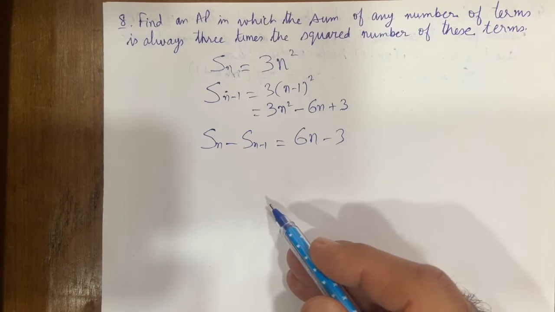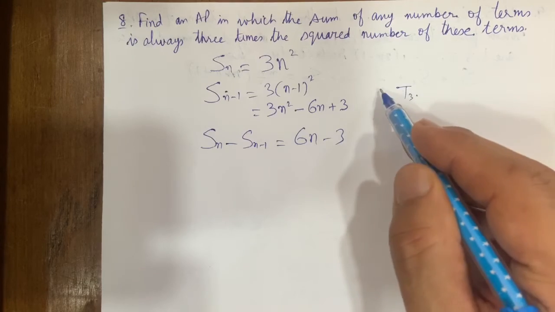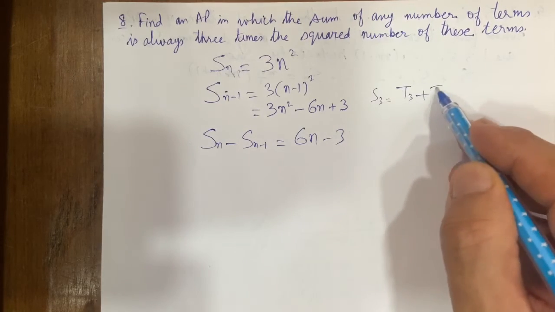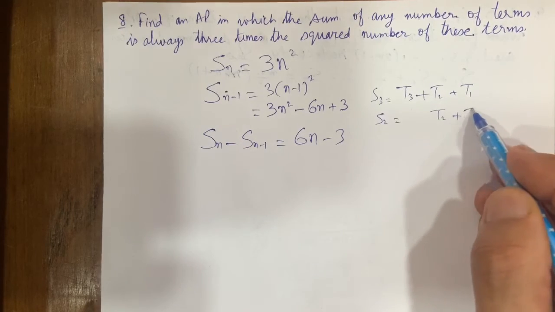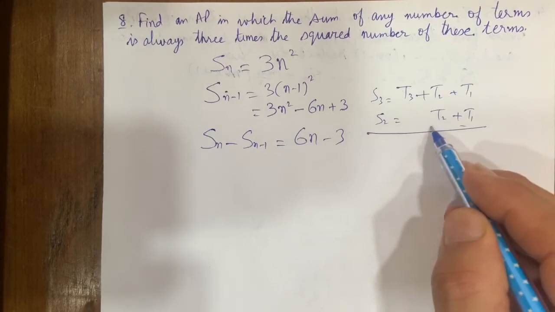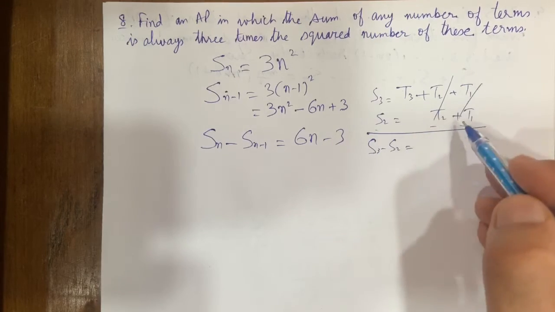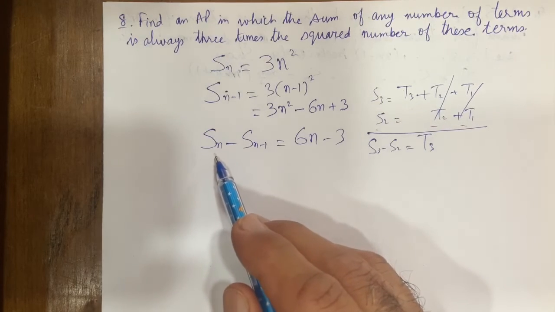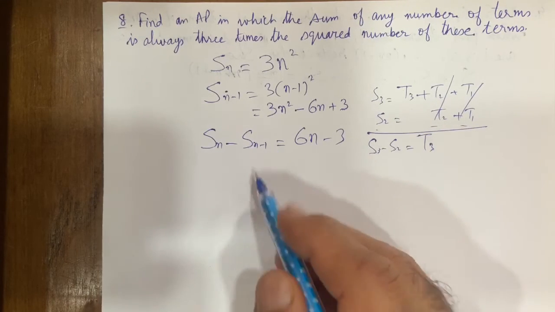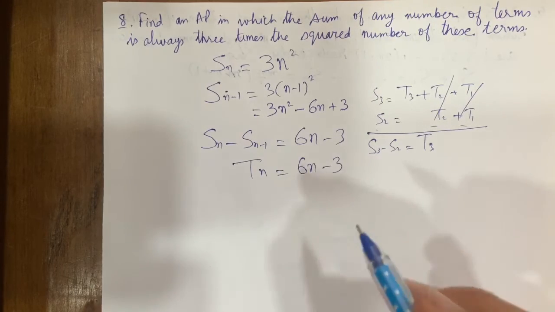So we understood that last time also, that let's say we have 3 terms. Sum of 3 terms is third term plus second term plus first term, and sum of 2 terms is second plus first, and we subtract. Sum of 3 terms minus sum of 2 terms means T3, third term. So similarly, Sn minus Sn minus 1 is nth term. This is 6n minus 3.